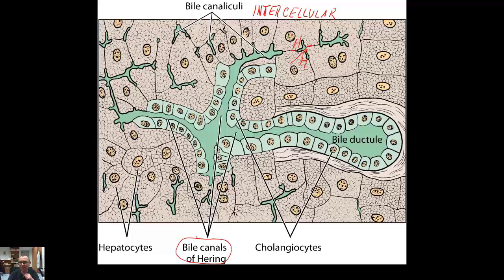Bile canals of Hering are the smallest intrahepatic bile ducts with their own epithelial lining. The cells which line not only canals of Hering but all bile ducts are called cholangiocytes. So cholangiocytes are at first flat, then cuboidal, and in the biggest ducts columnar epithelial cells lining the ducts.